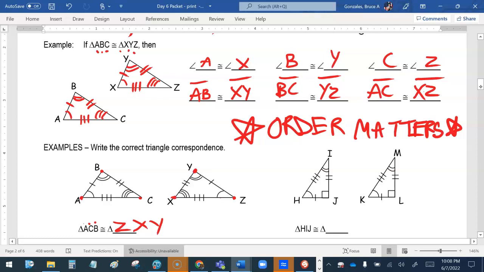Z, X, Y. Okay. Now the next one's nicer. So let's take a look at this. HIJ is from 1 arc. Was I saying tick marks earlier? I meant arcs. 1 arc to 2 arc to the right angle. So over here, 1 arc, 2 arc to the right angle is going to be KML. Do you see how that works? Do you see that order matters and it has to match what's labeled on the triangle? Okay.